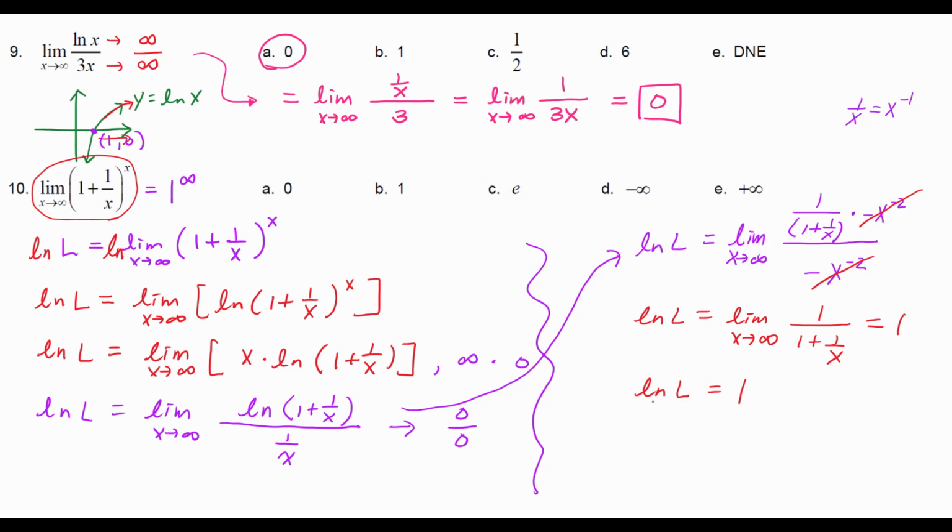So we need to change this to an exponential expression to recover L. So L will be equal to, the base was e to the first power, which is e. So actually, this is the answer, right? Since that's what the L was. So your answer choice here is C.